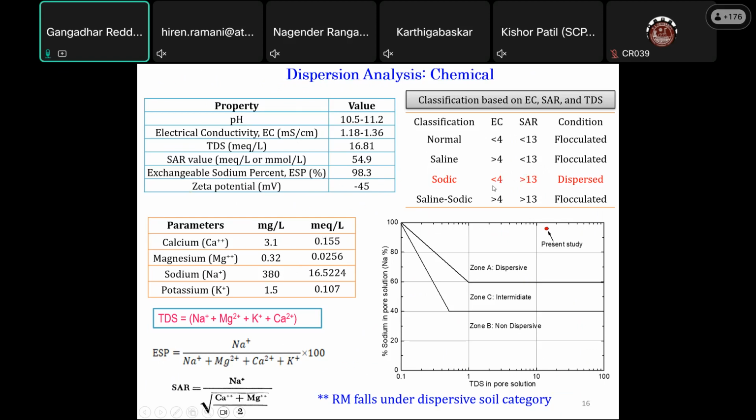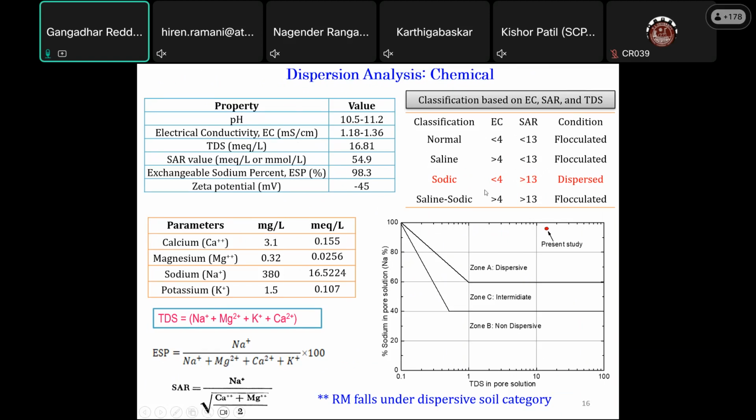You can see the ranges I have given here for the SAR value and the electrical conductivity. The red mud clearly falls in the range of sodic soils. Sodic soils are soils which are more dispersive in nature. They have more sodium ions compared to normal soils, which may have more calcium and magnesium. Those have better cohesion and the least dispersion, whereas silty sodic soils have more sodium, and they get dispersed easily when interacting with water.